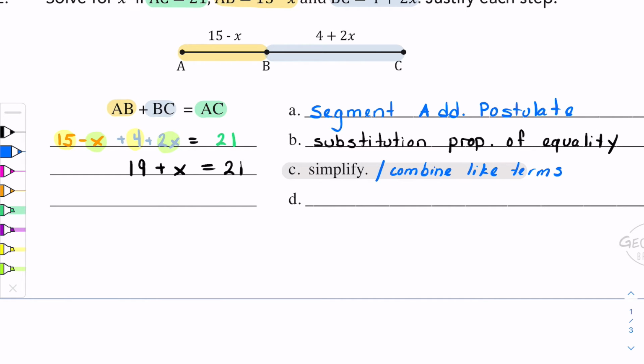And for the last and final step, to solve for x, we are going to subtract 19 from both sides. And subtracting 19 from both sides gives us the answer of x equals 2. To get to this step, what we did here was we used the subtraction property of equality.